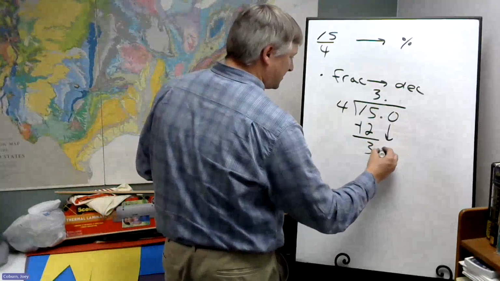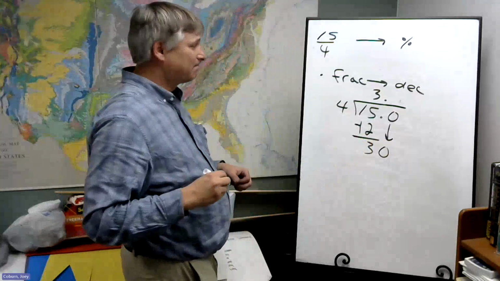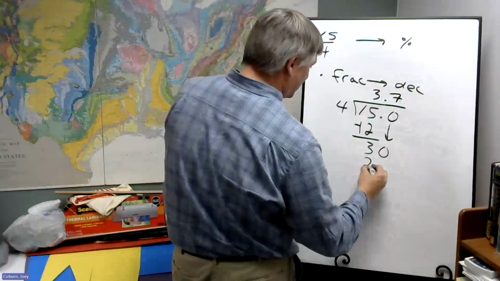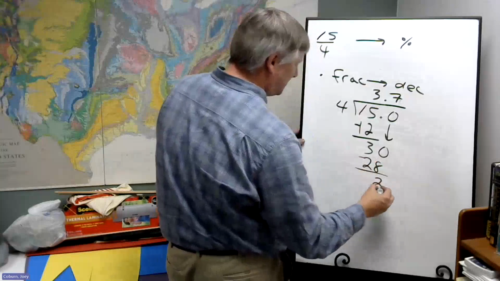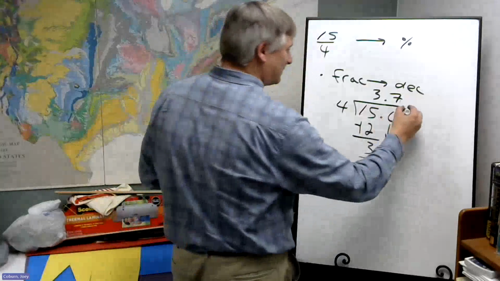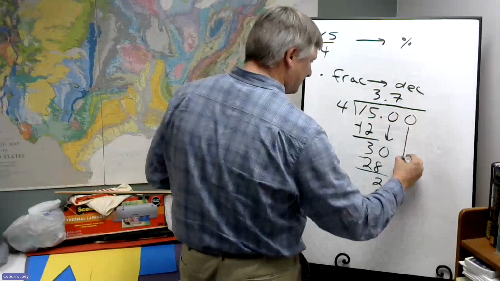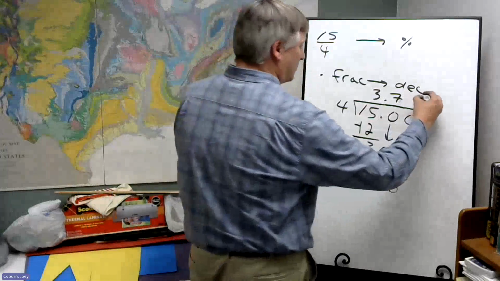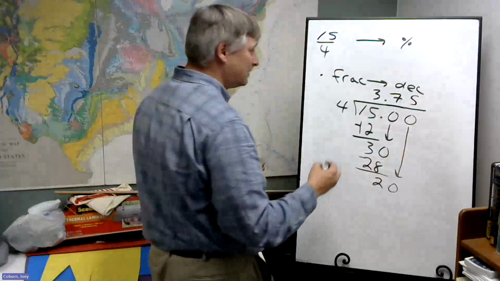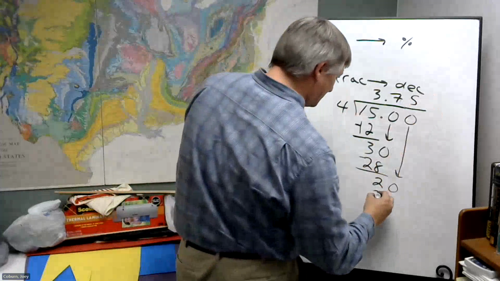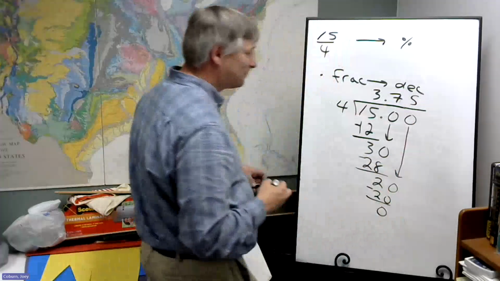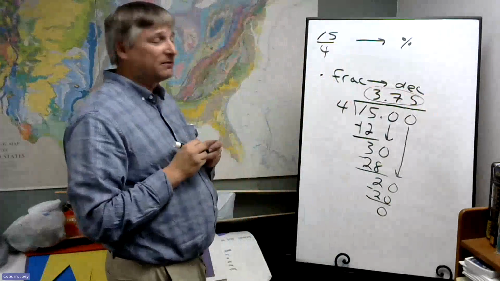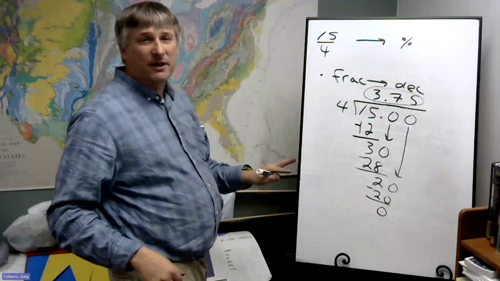Now we can bring down that 0, 4 into 30. Goes in at most 7 times. 7 times 4 is 28. Subtract is 2. Let's keep going. Tack on another 0, bring it down. 4 goes into 20 completely 5 times. 5 times 4 is 20. Subtract is 0. So the decimal is 3.75. And we need to convert that to a percent.